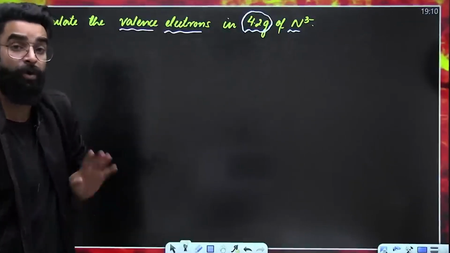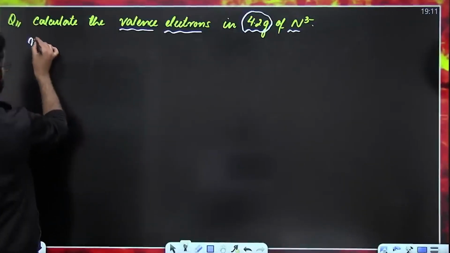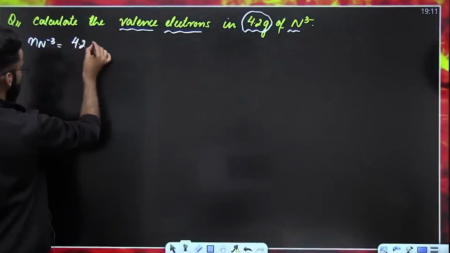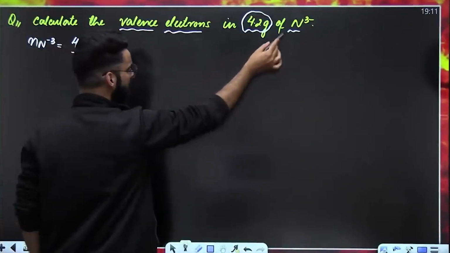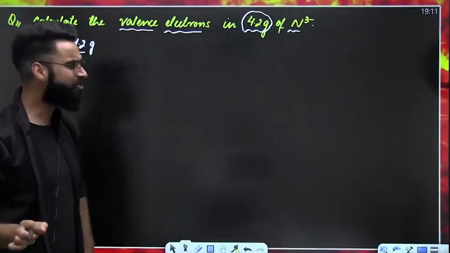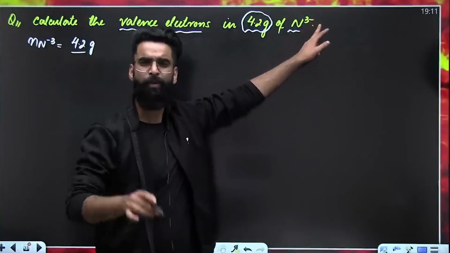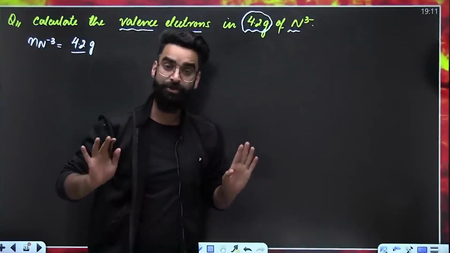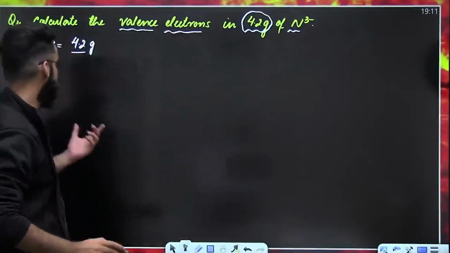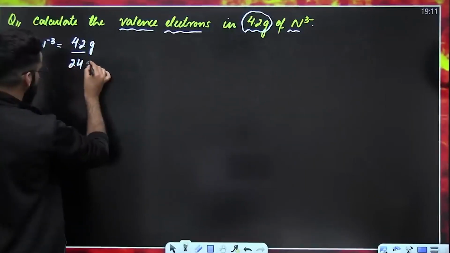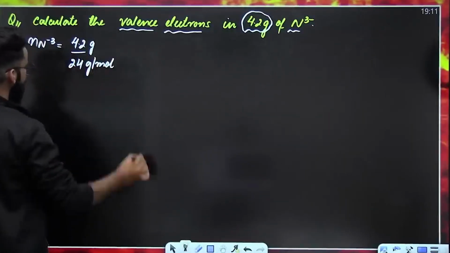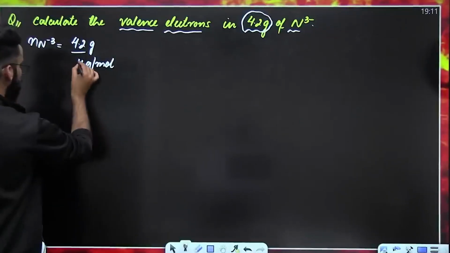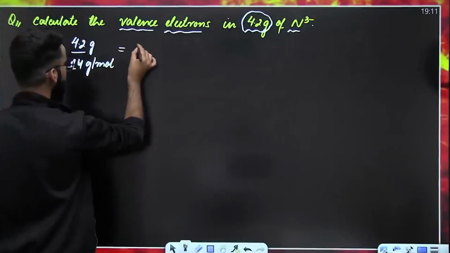We are supposed to convert the given quantity into moles. So let's calculate the moles of N tri-negative, which is equal to the given mass of N tri-negative in grams divided by the molar mass of N tri-negative. Due to charge, nothing happens to the molar mass. Whatever is the molar mass of nitrogen, same is the molar mass of N tri-negative. Molar mass of nitrogen is, sorry, not 24, 14 grams per mole. This value comes out to be 0.3.